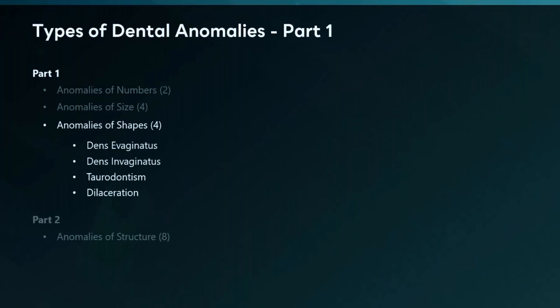So next, let's move on to other types of dental anomalies of shape. So we'll discuss here dens evaginatus, dens invaginatus, taurodontism, and dilaceration.